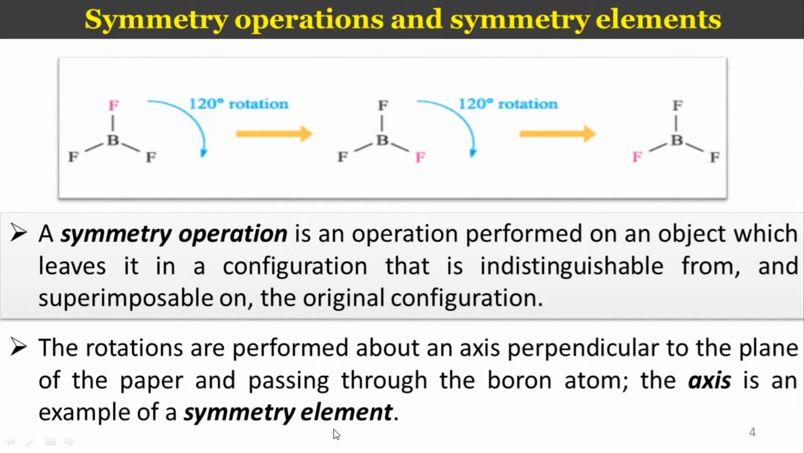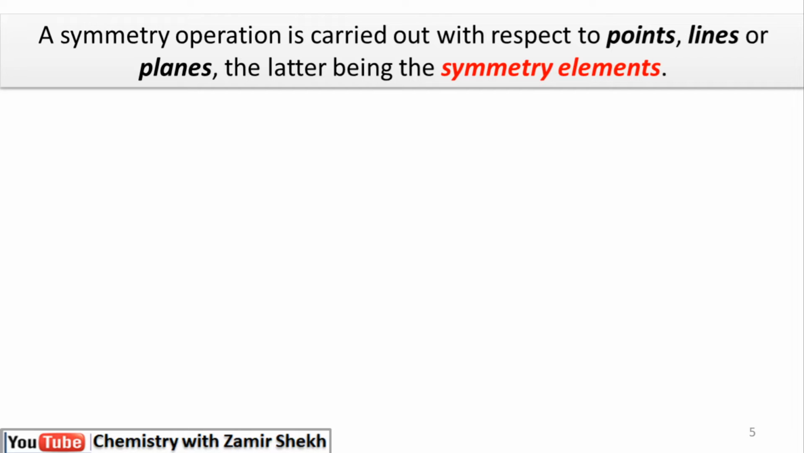Symmetry operation is carried out with respect to a point, line or plane. These are the three geometrical entities, and without them we cannot do any kind of operation. Symmetry elements generate symmetry operations, that's why we are talking about this. If you have the symmetry element, then we can do the manipulation, whether rotation, reflection, inversion, whatever it may be. But you should have the point, line or plane in that molecule.